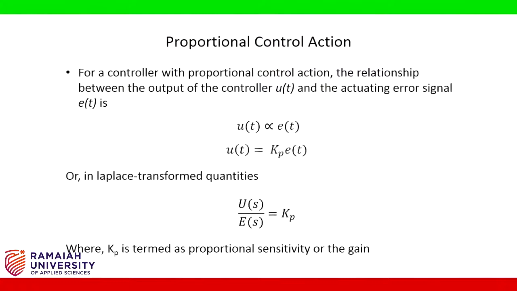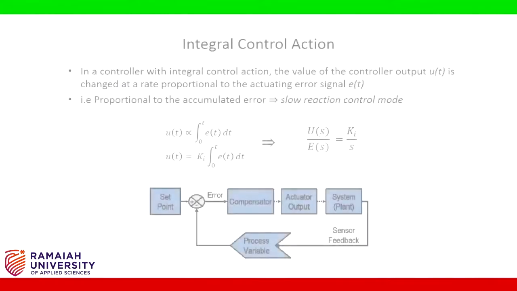Proportional control actions. For a controller with proportional control action, the relationship between the output of the controller U(t) and the actuating error signal E(t) is U(t) proportional to E(t). U(t) is equal to K_p E(t), or in Laplace transform quantities, U(s) divided by E(s) is equal to K_p, where K_p is termed as proportional sensitivity or the gain.